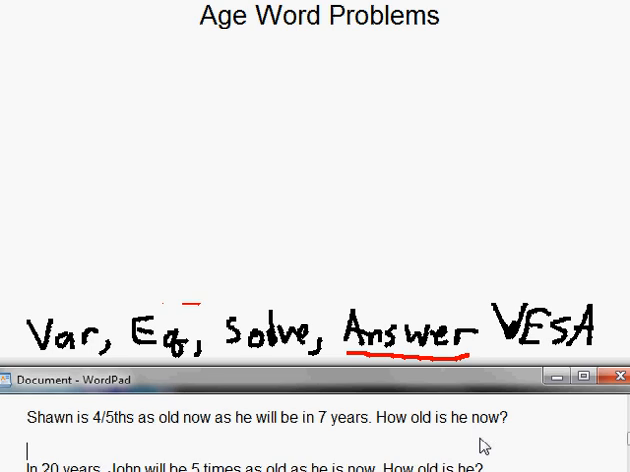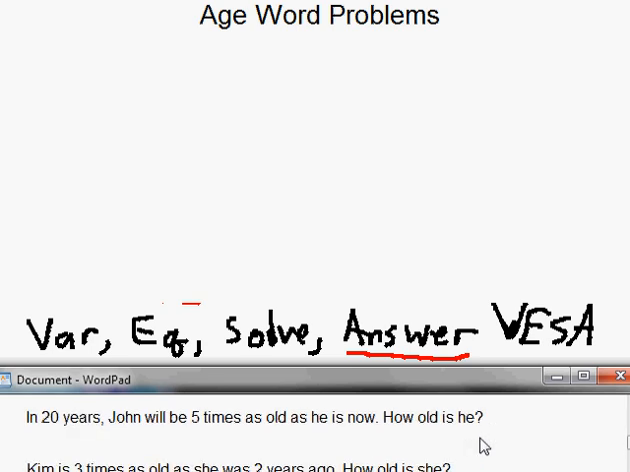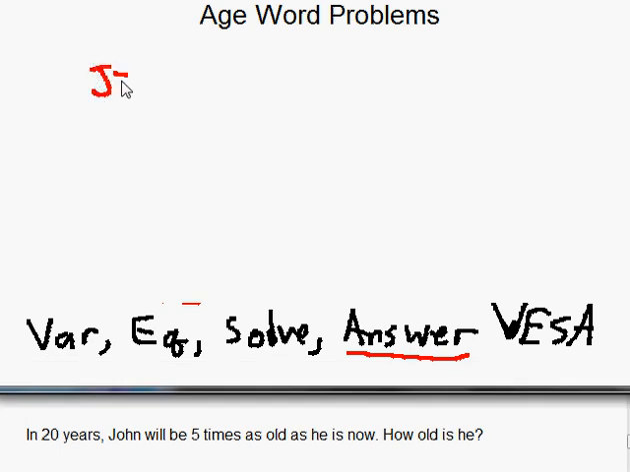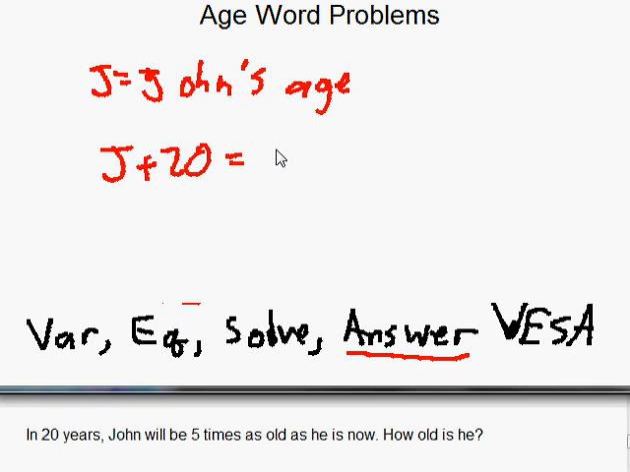Okay, let's go down here. Oh, I don't like that one. It has a fraction. This one is better. Well, this is maybe an easier one than the last one because it only involves one variable. In 20 years, John will be 5 times as old as he is now. So variables, J equals John's age. And John, in 20 years, so that will be J plus 20. He's going to be 5 times as old as he is now, so that's going to be equal to 5J.